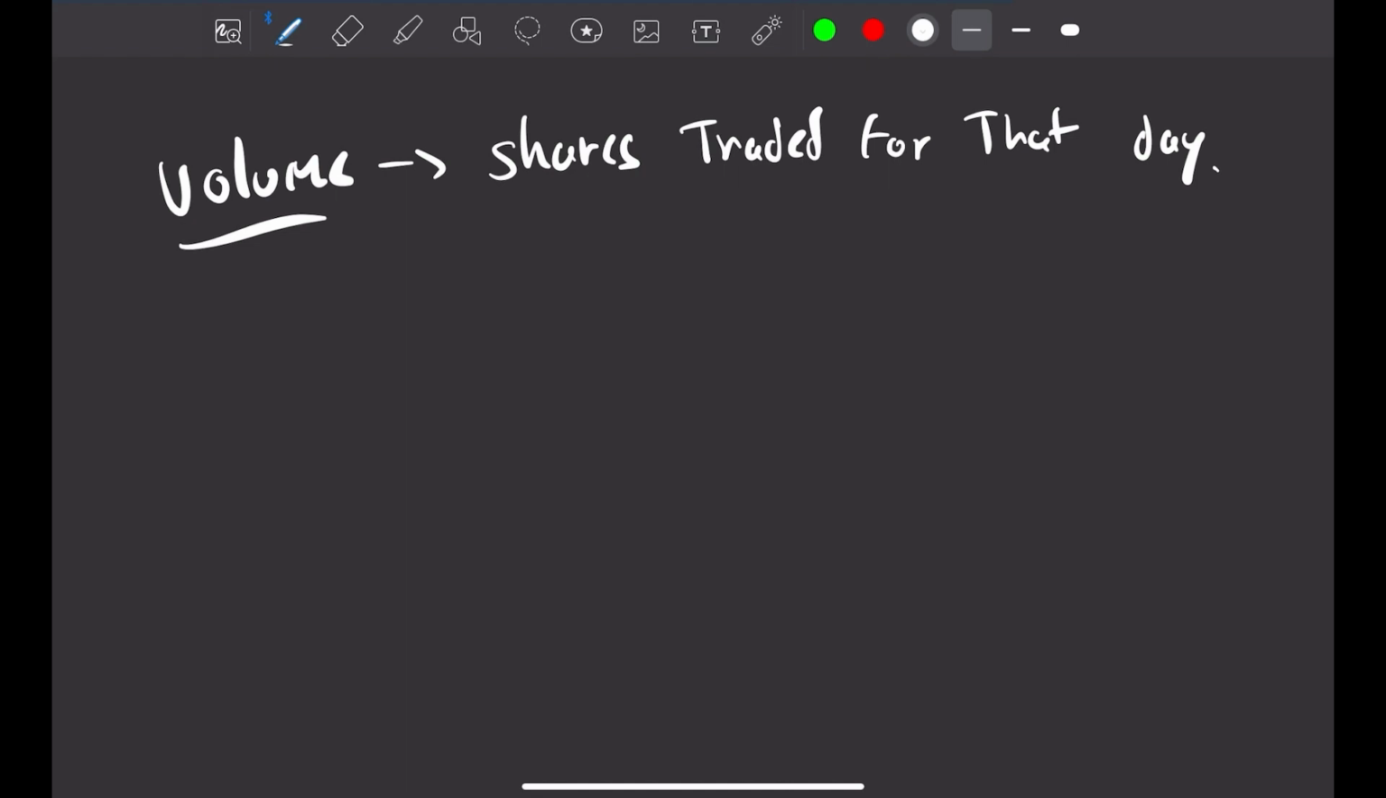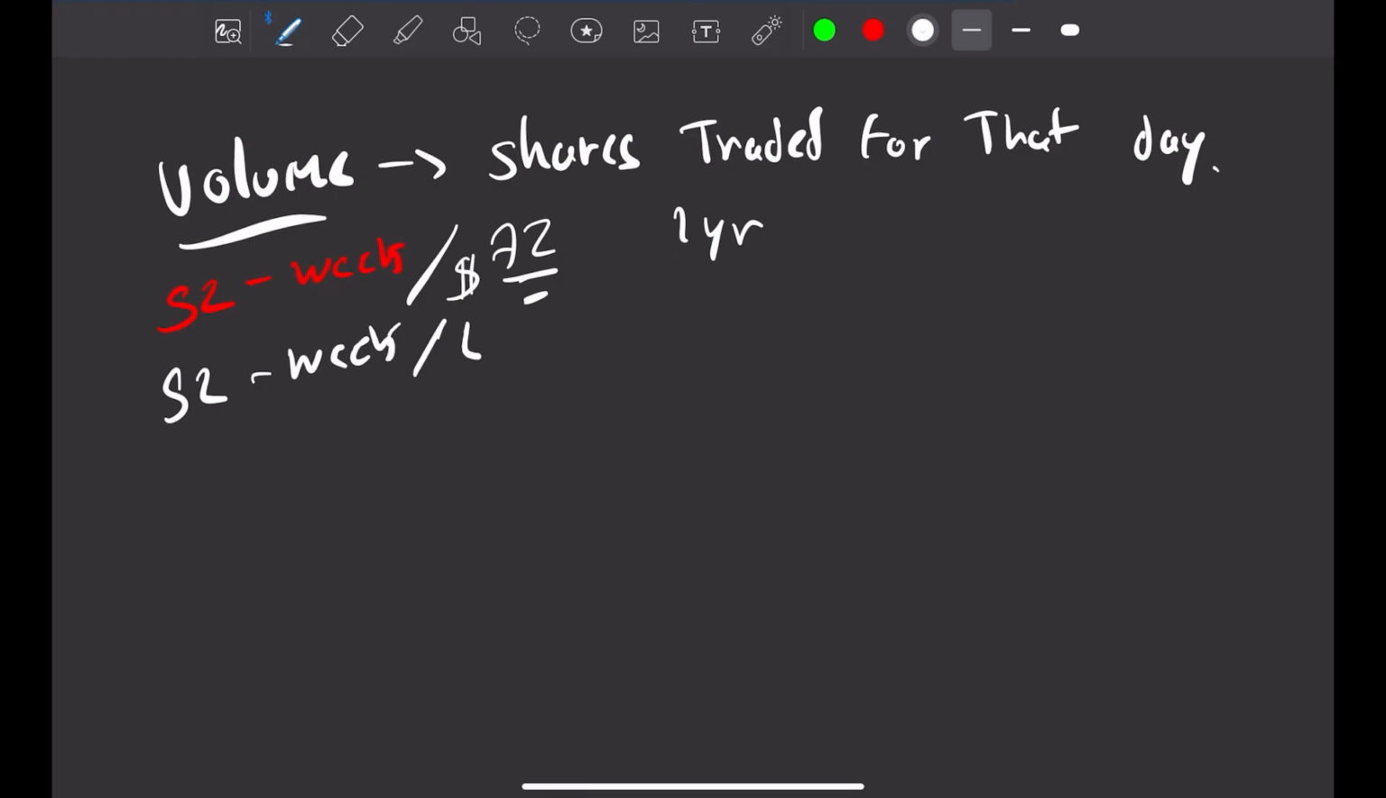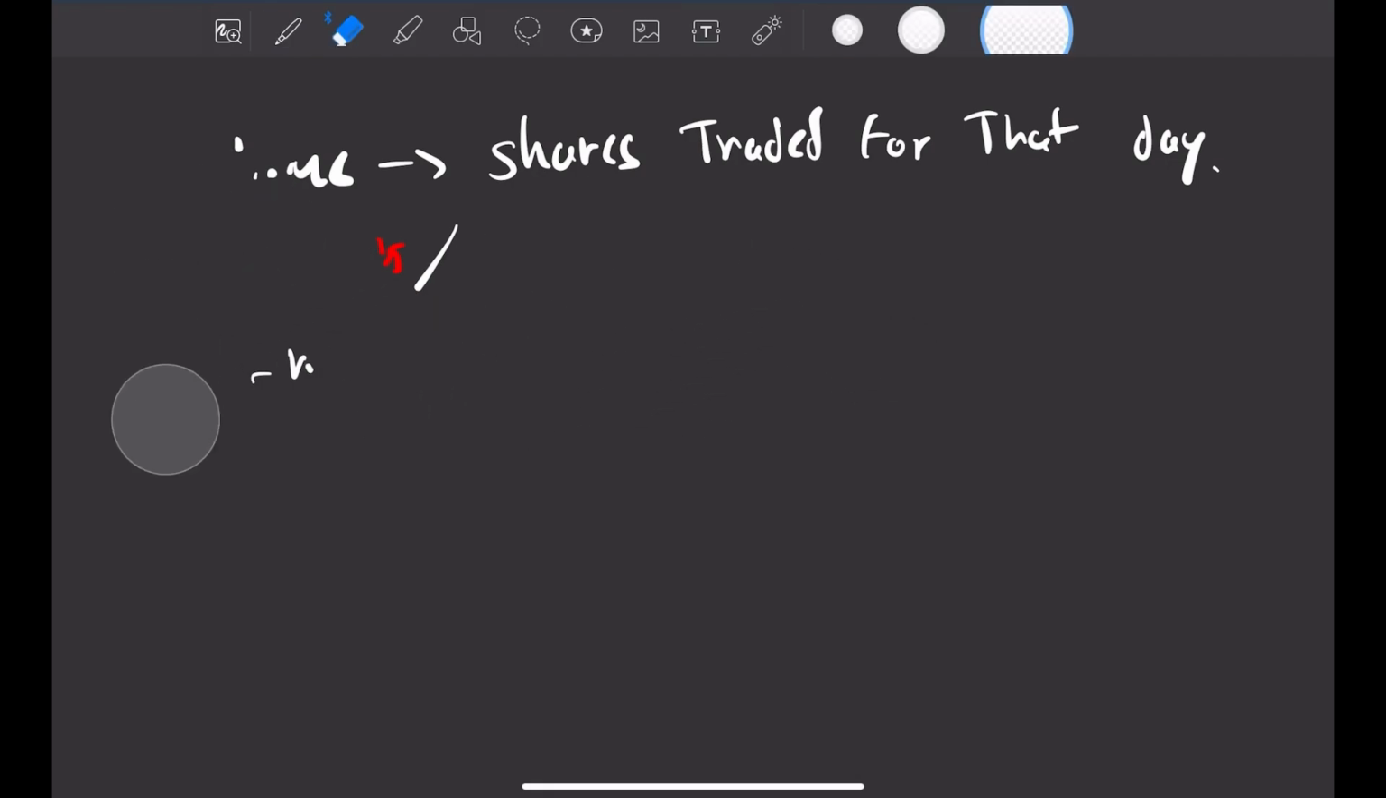Let's see what else. Then 52-week high just means the yearly high of that company. So if the yearly high is $72, this is the highest the company has gone in a one-year period. Then you have the 52-week low, which is the same thing. It's just the lowest point the company has gone, so $5 in the past year. And yeah, it's just pretty basic. So that's volume.